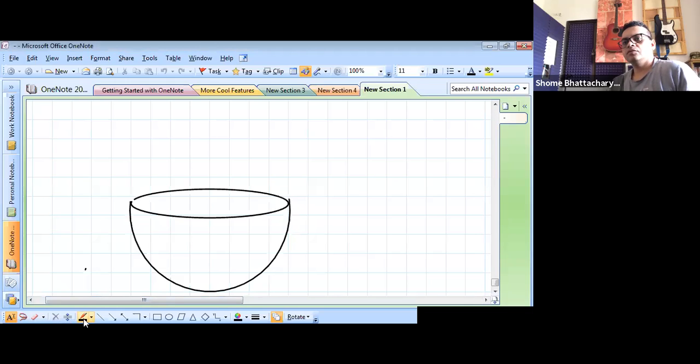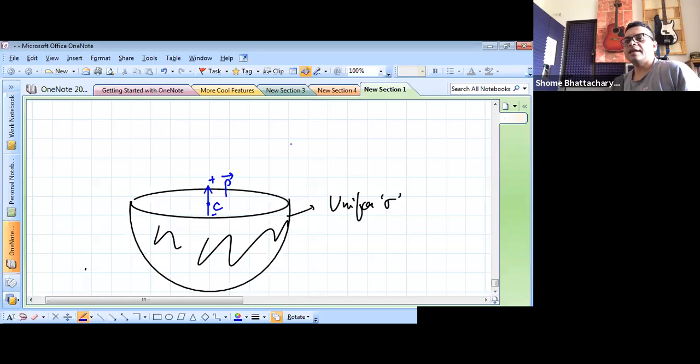Yeah, so we have this hemispherical bowl kind of thing, which has a uniform distribution of charge. So it has uniform sigma. And then what we've done is, at the center of curvature of this, there is a small electric dipole that is placed like this. So C is the center of curvature. At that, we have placed a small electric dipole of dipole moment P like this. So we have to find the time period of small oscillation of the electric dipole.